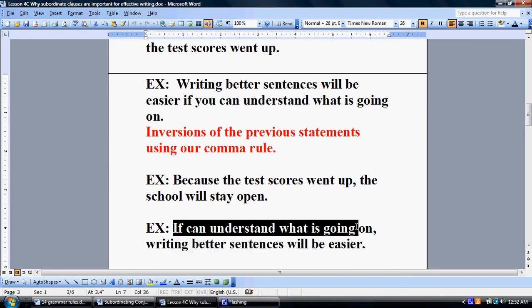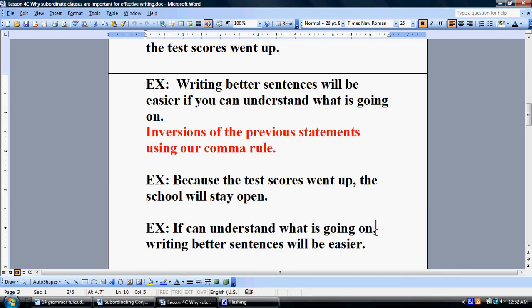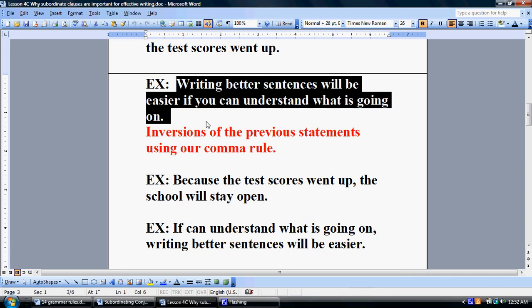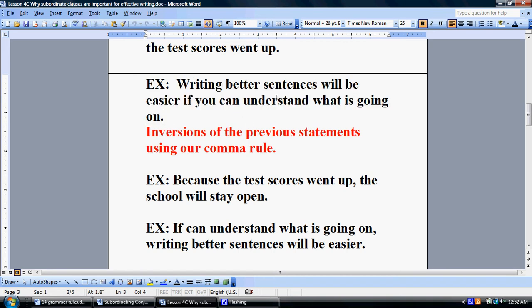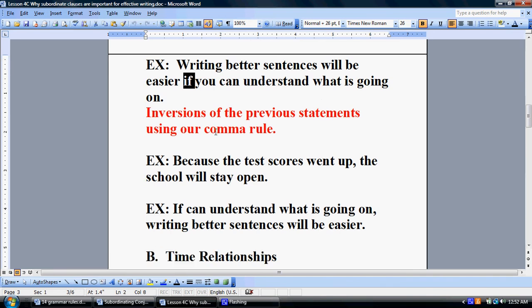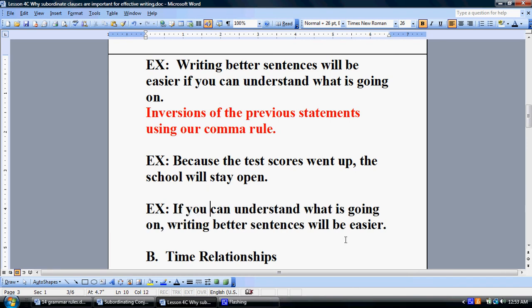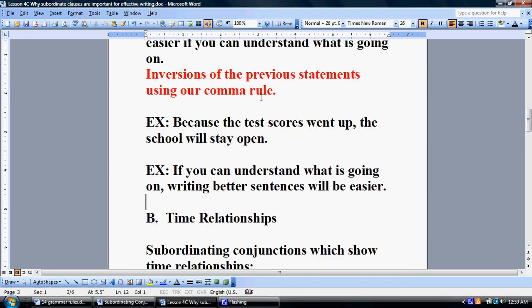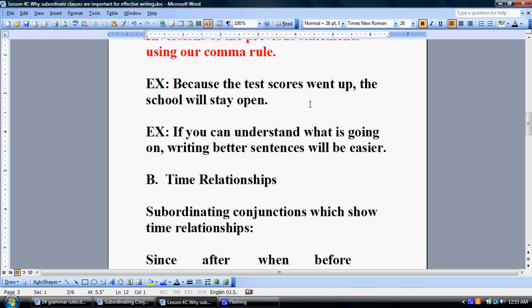If you can understand what is going on, writing better sentences will be easier. And so it's the exact same argument and assertion as the example above that I just highlighted, except I just inverted the order that they took place. But the logical relationship is still in place because of the placement of the if next to that clause. And what's funny is I forgot to type the word you, which sometimes when I'm in a hurry I omit words, and they're not needless, so we need to be a little more wary of that.